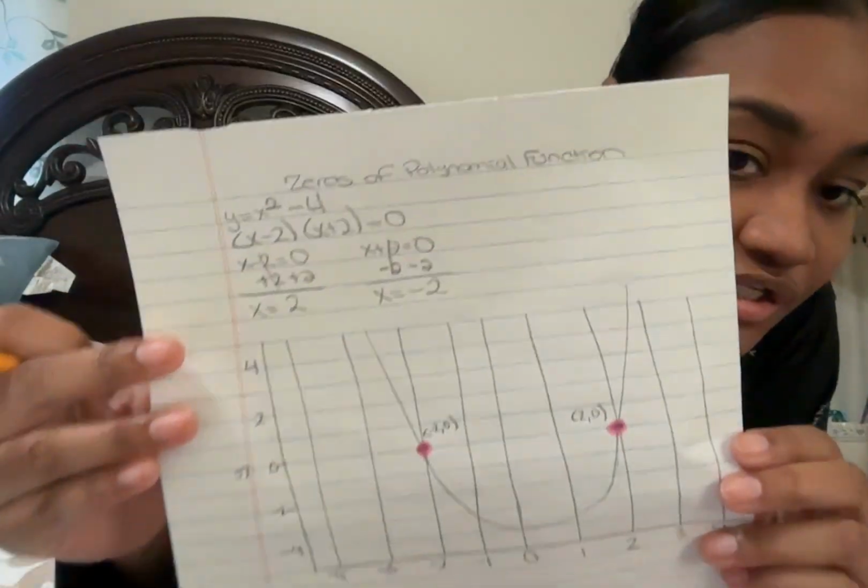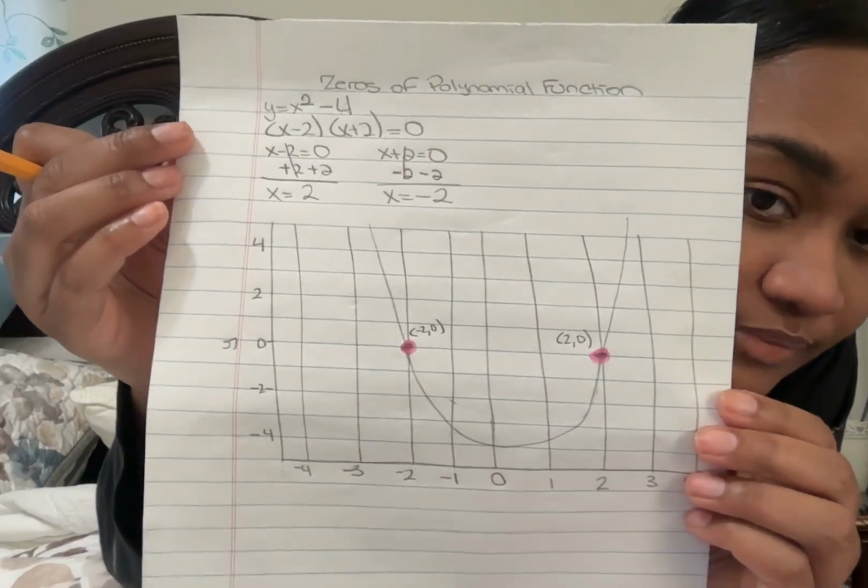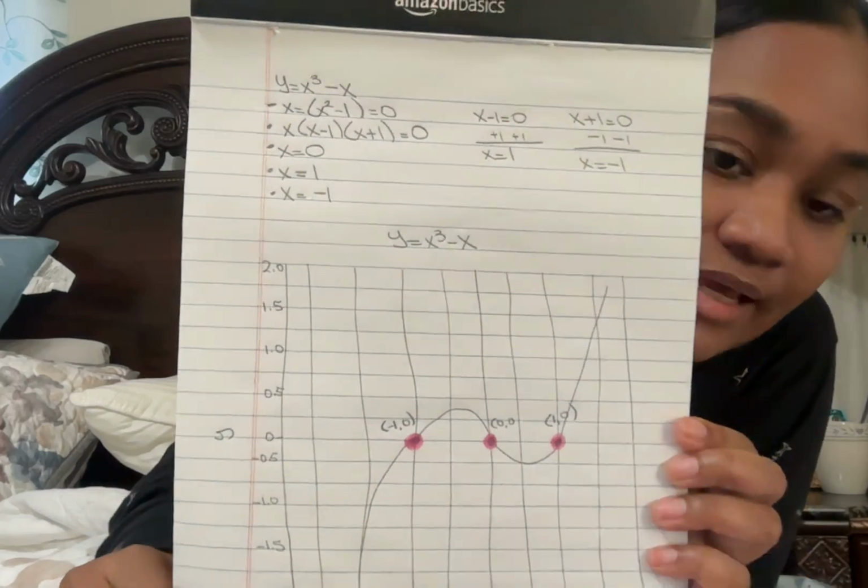The zeros of a polynomial tell us where the graph crosses or touches the x-axis. We can find them by setting f(x) equal to 0 and then solving for x. Each zero represents a point on the x-axis on the graph. I just want to give another look at both graphs. This was our first example, and then this was our second example.